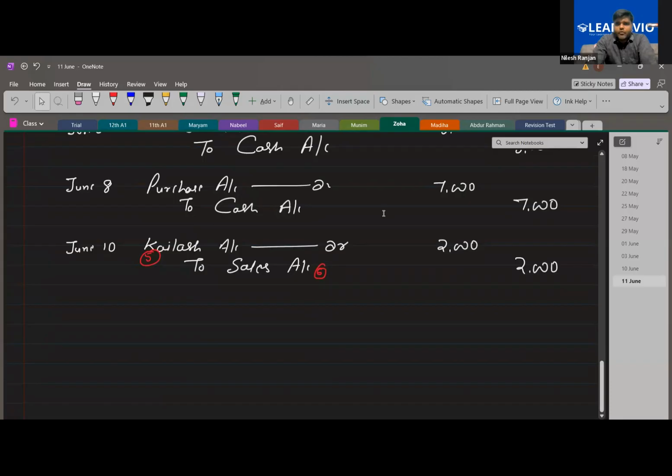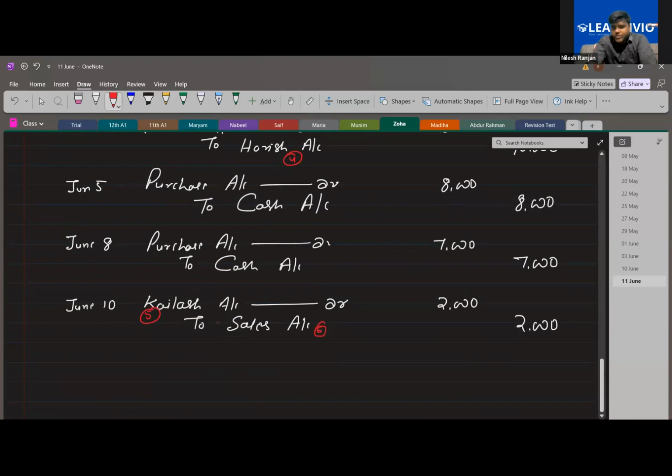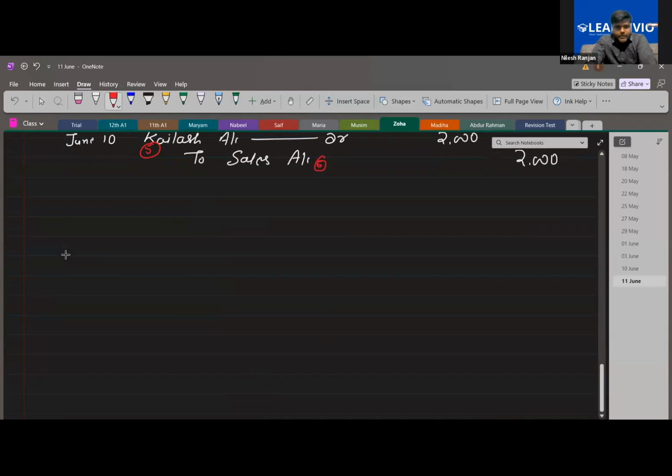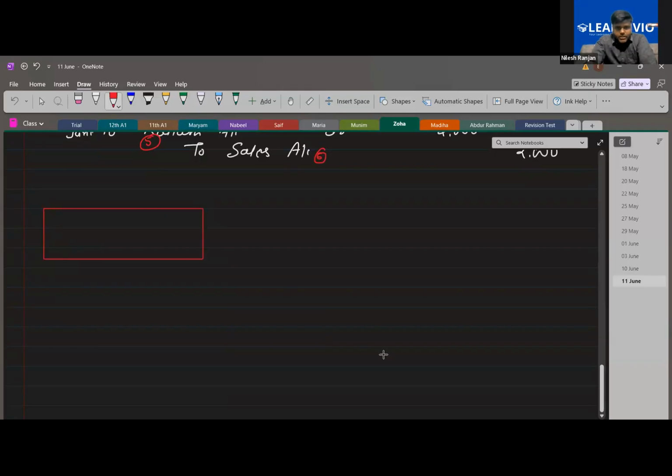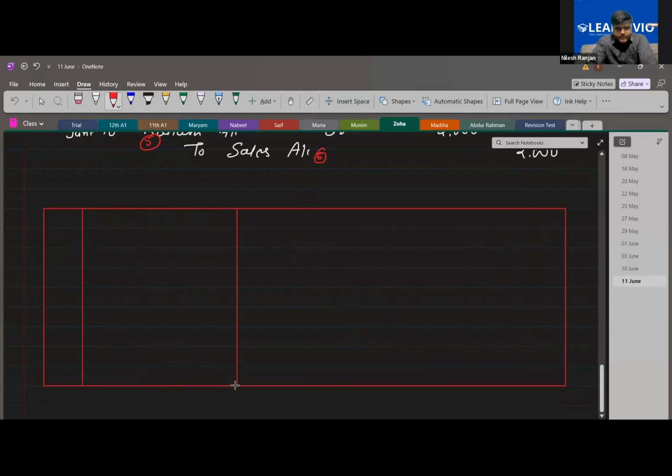Now we have to create how many accounts? One is cash account, 2, 3, 4, 5, and 6. For these transactions, we have to open 6 accounts. So I'm creating the account. The first column is for date, then there will be JF, then amount, then again date.